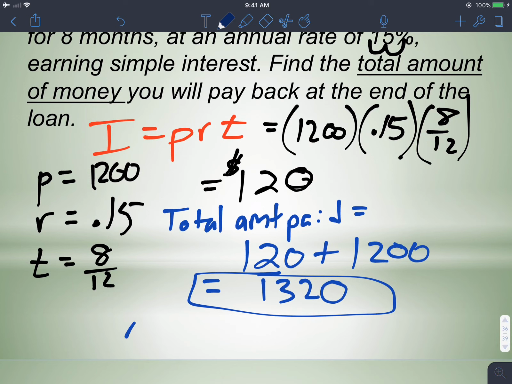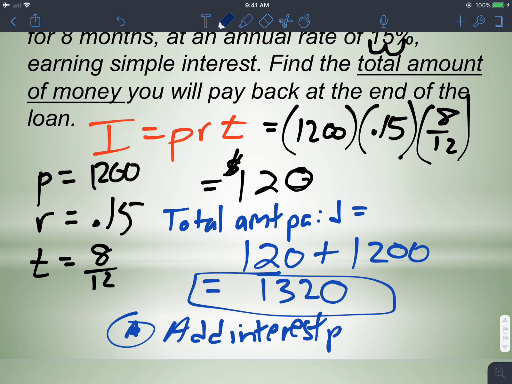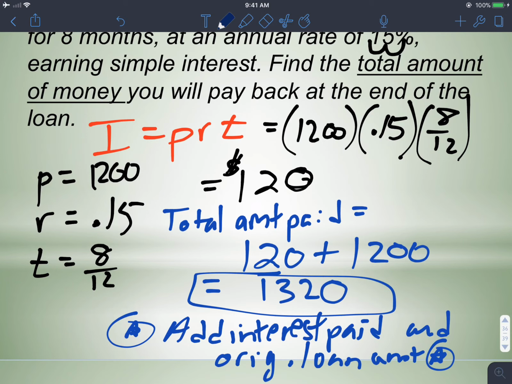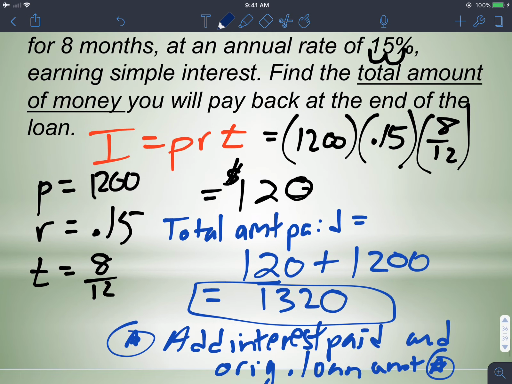Okay, so let's make a note here. Add interest paid and original loan amount. Any questions or comments there? Go ahead. So I did it to the year.